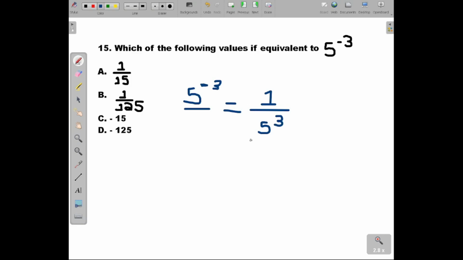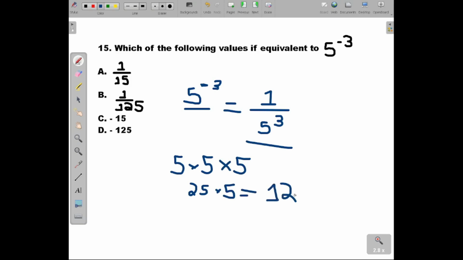But we can still do more because we don't see this in the answer choices. So we can multiply 5 times 5 times 5. 5 times 5 is 25. Times 5 is equal to 125. So this is equal to 1 divided by 125. The right answer is B.